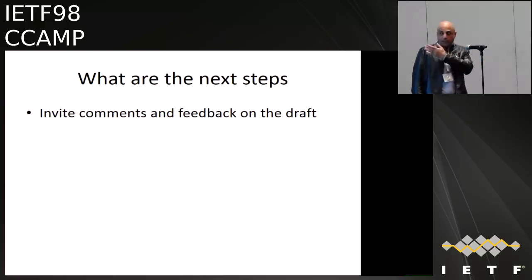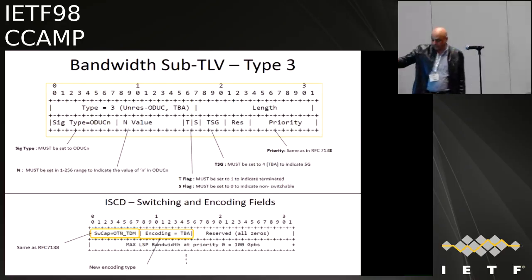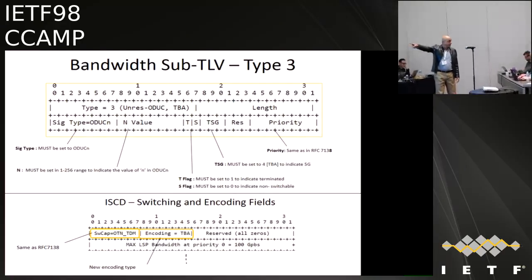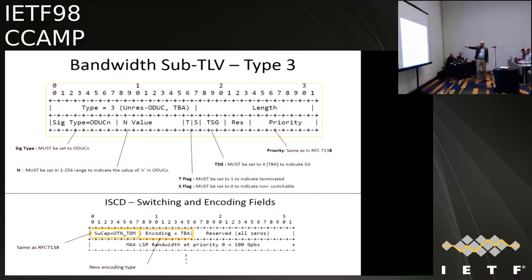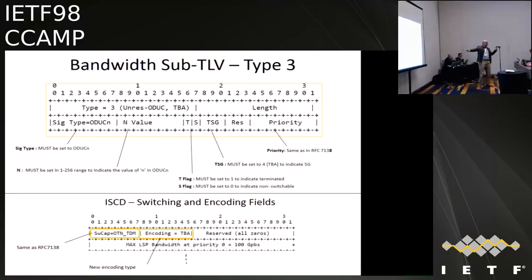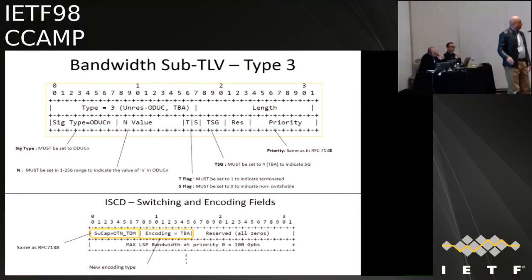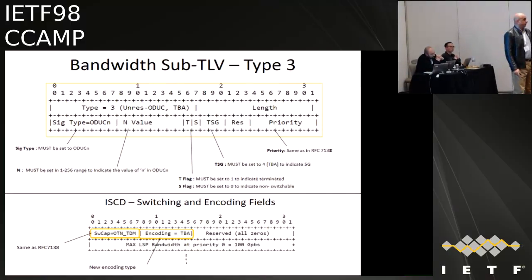Yeah. Since you asked the question, you see this field, a T and S field. What we're saying is the T field must be set to 1 to indicate terminated, and then S must be set to 0 to say non-switchable. There are some examples shown in the draft and also in the slide. We show different examples of how these TLVs will be used for different multiplexing cases. But short of time, I'm not going over it. Also, in the draft, they are covered.